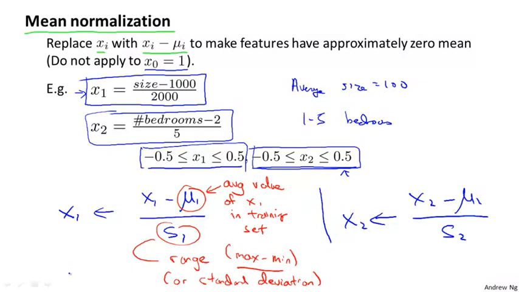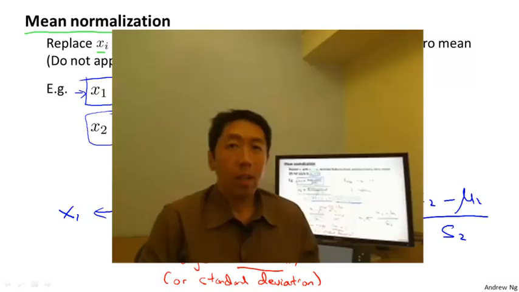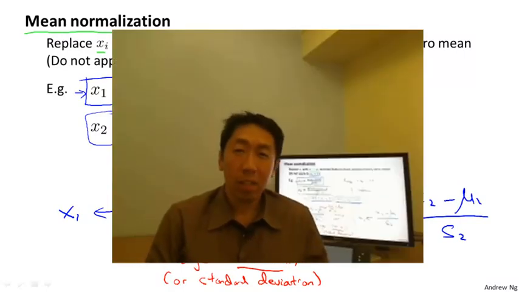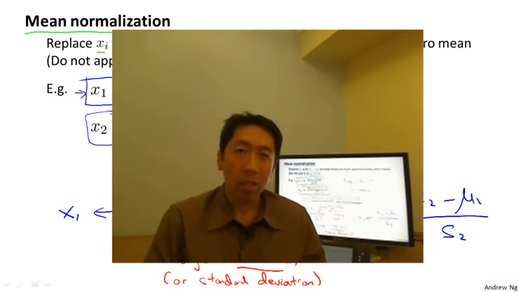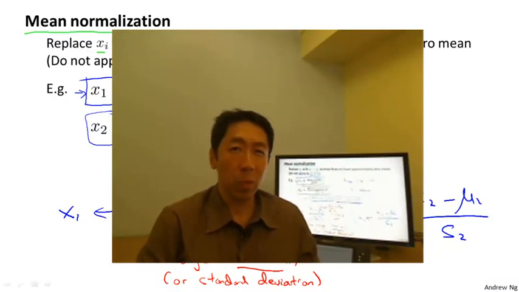But all of these are approximate, and any value that gets the features into anything close to these sorts of ranges will do fine. And the feature scaling doesn't have to be too exact in order to get gradient descent to run quite a lot faster. So now you know about feature scaling, and if you apply this simple trick, it can make gradient descent run much faster and converge in a lot fewer iterations. That was feature scaling. In the next video, I'll tell you about another trick to make gradient descent work well in practice.